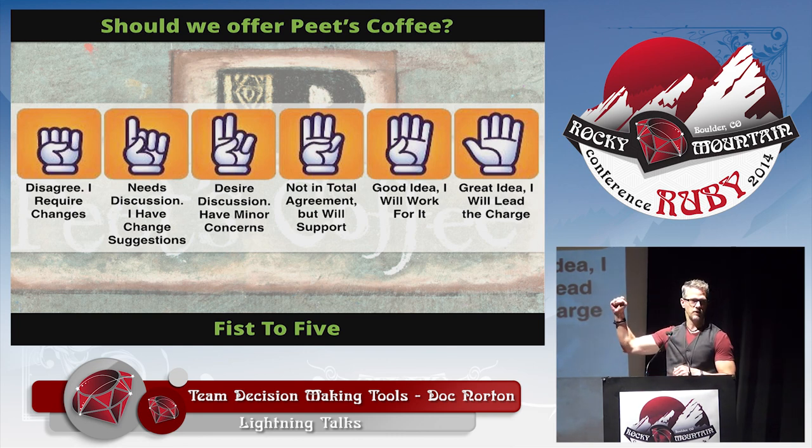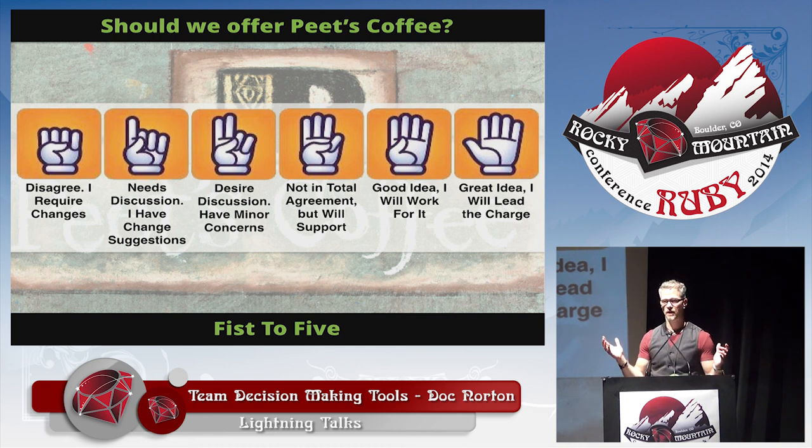First is I absolutely disagree, to five is like I'll go get the coffee every morning, right? And using this scale, people have an opportunity to, rather than just saying yes or no, express some level of hesitation or support. And so by calling for a fist to five vote, oftentimes what we find is if everybody's two or below, that's a no. If everybody's three or above, that's a yes.